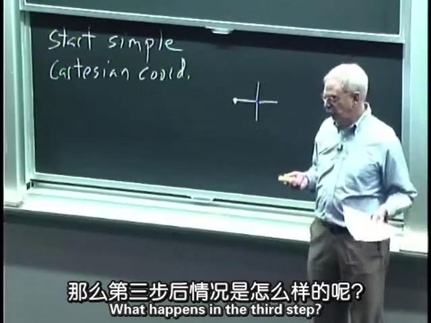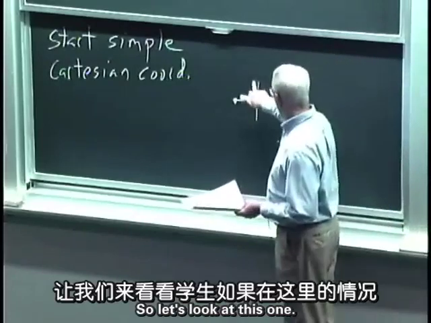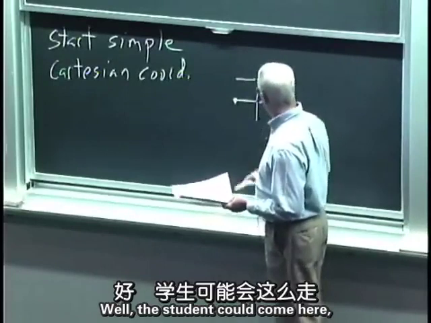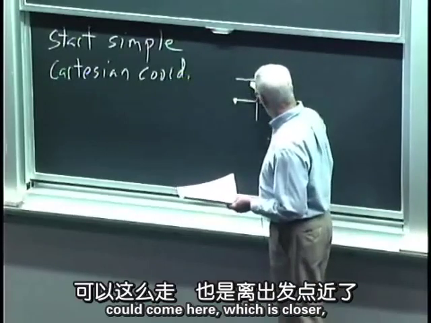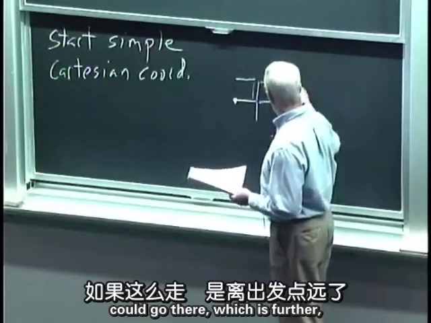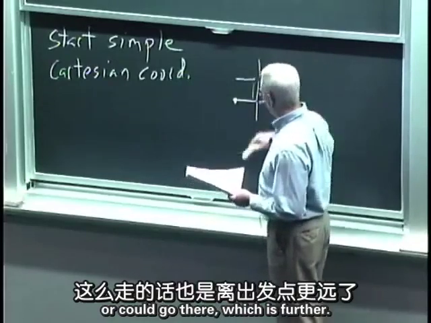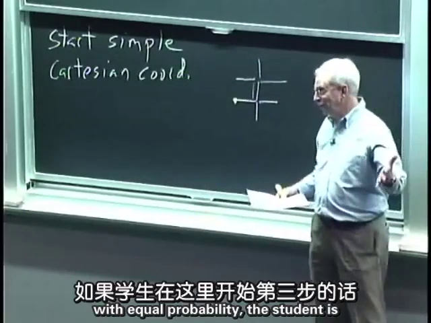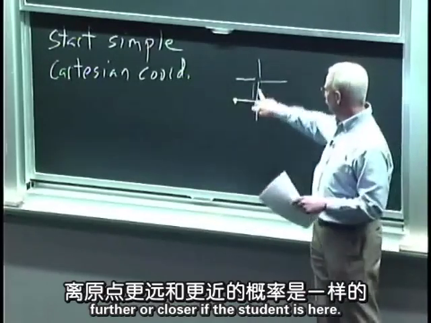What happens in the third step? So let's look at this one. Well, the student could come here, which is closer. Could come here, which is closer. Could go there, which is further, or could go there, which is further. So the third step, with equal probability, the student is further or closer if the student is here.